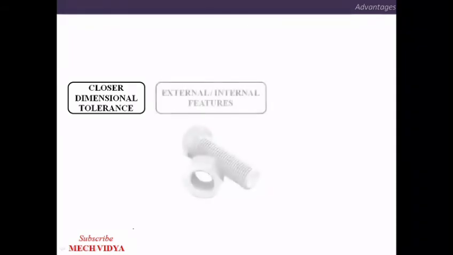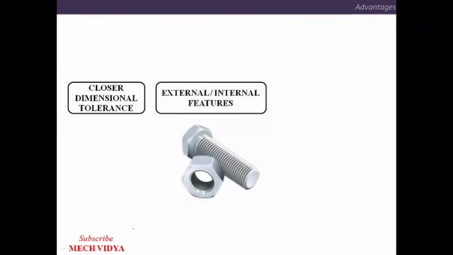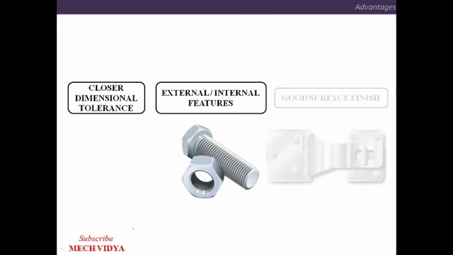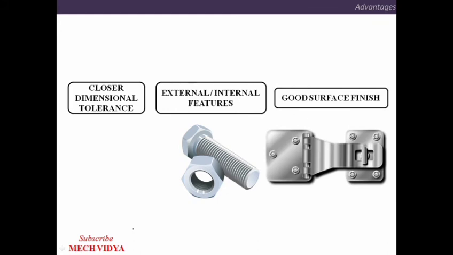Let us now try to look at the advantages and disadvantages of this technique. The first advantage is the closer dimensional tolerance can be achieved using this technique. The second important point is that we can create different types of external as well as internal geometric features on the workpiece, like these screw threads and so on. And the third point, which is a very important point, a very good surface finish can be imparted on the products using different machining techniques.